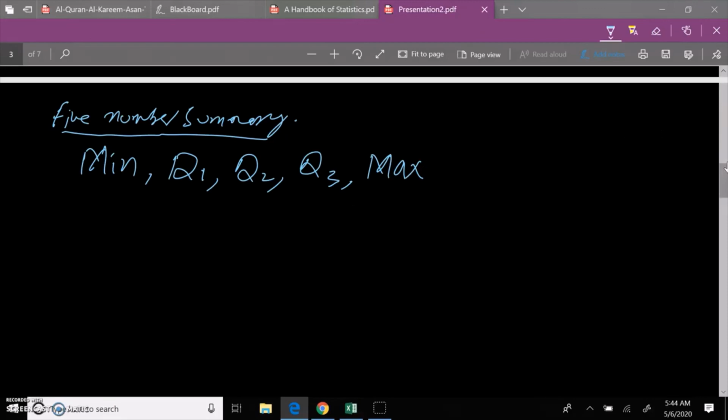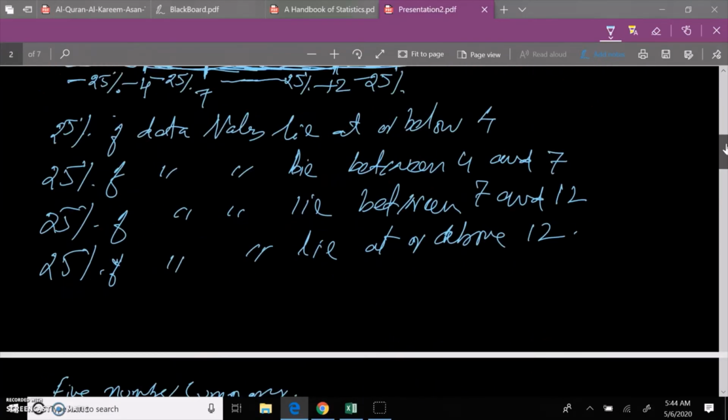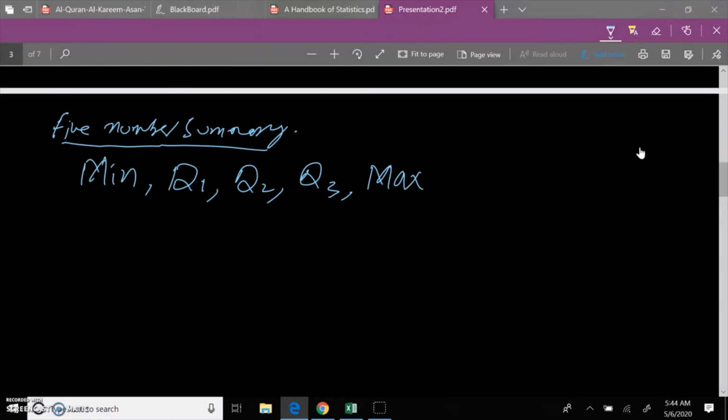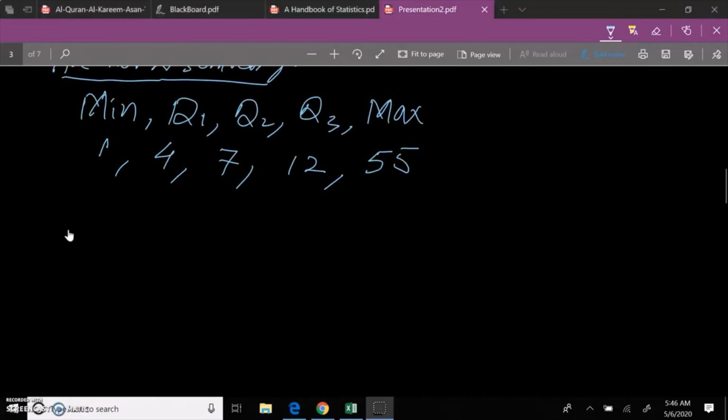Now let's go back and see what the minimum value is. Our minimum value is 1. Our first quartile is 4. The second quartile is 7. The third quartile is 12, and the maximum value is 55. So these 5 numbers make the 5 number summary of our data set. Clear? Now we find the IQR.